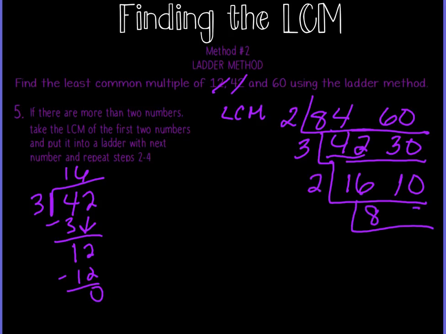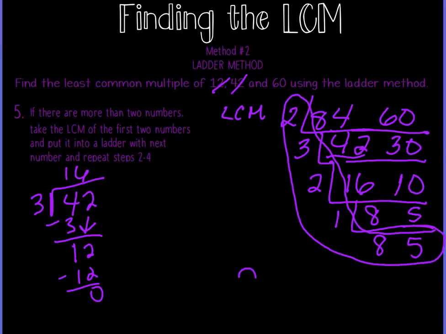16 and 10 have a common factor of 2. And I get 8 and 5. And then my common factor there is 1. And I have 8 and 5. And now again I multiply my L. And I get 2 times 3 times 2 times 8 times 5.